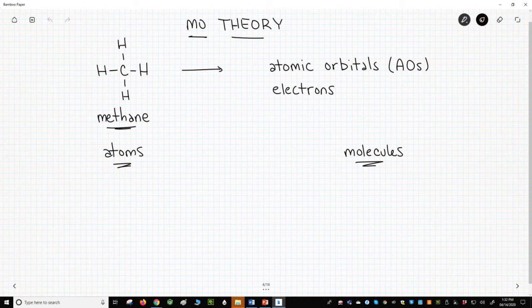For example, methane contains a carbon atom and 4 hydrogen atoms. Each atom brings in electrons and atomic orbitals. MO theory uses mathematics to approximate the atomic orbitals, the wave functions, that's Greek letter psi, of the atomic orbitals. The atomic orbitals, AOs, of different atoms are mathematically combined to form molecular orbitals, MOs, as wave functions, psi again.